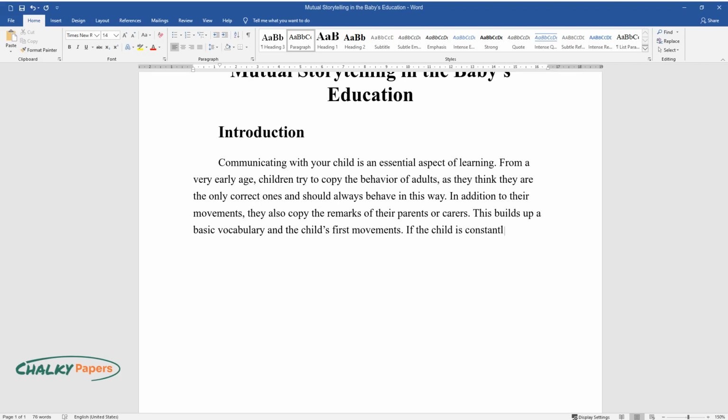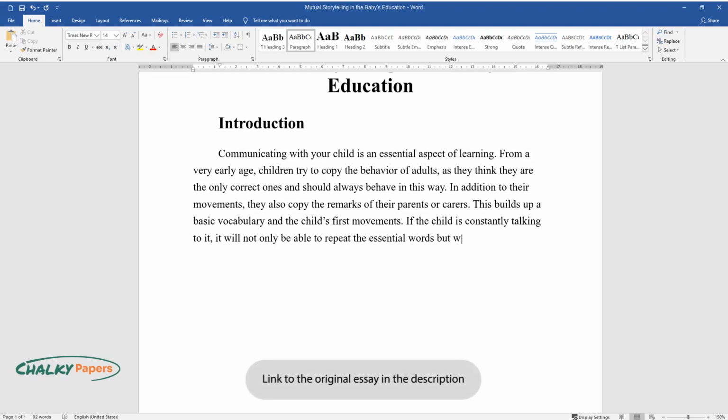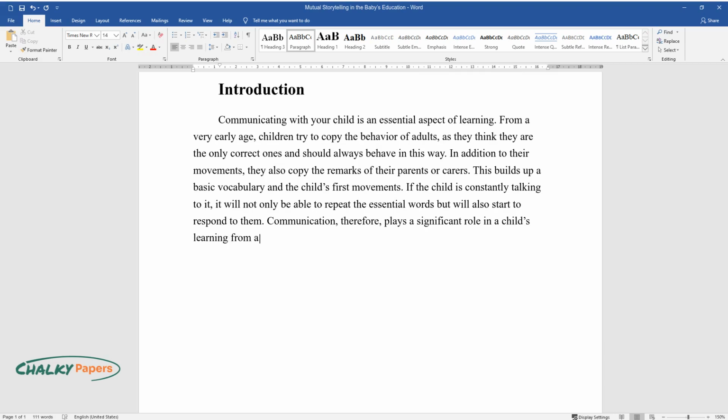If the child is constantly talked to, it will not only be able to repeat the essential words, but will also start to respond to them. Communication, therefore, plays a significant role in a child's learning from a very early age.